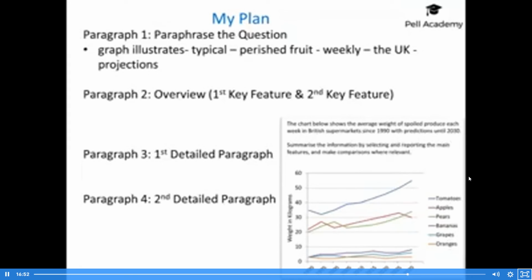The average weight would be the typical weight. Spoiled produce can be perished fruit. Weekly instead of each week. The UK for British, and projections instead of predictions. So just some synonyms that I can use, and I'll play around with that a bit more when I'm actually writing the essay. But just do that for myself, give myself an idea first.